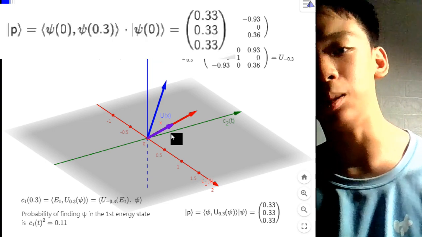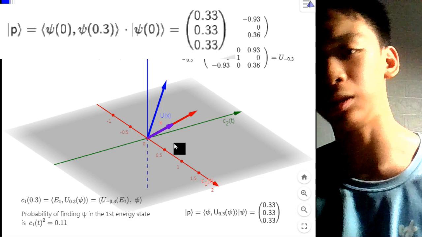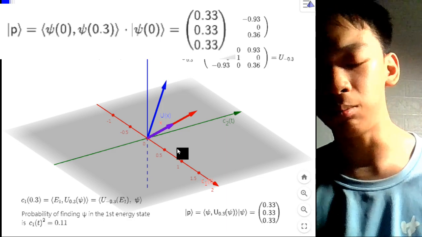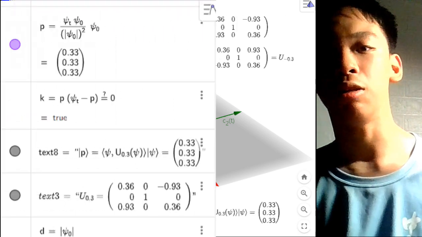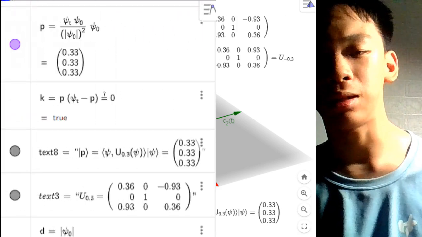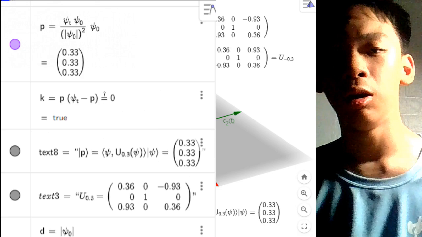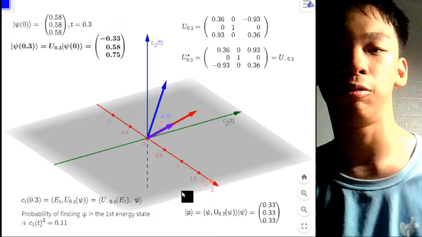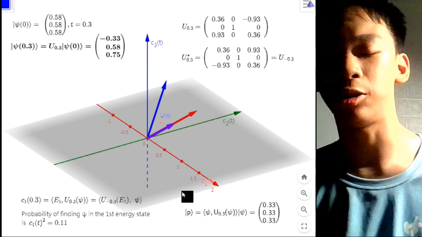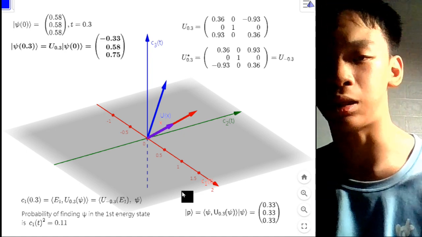So it's going to be the inner product of psi of t with psi of 0 divided by the norm of psi 0 squared times the vector psi 0. The logic variable k shows that the inner product of p with psi of t minus p is 0, they're orthogonal, so we can say that p is the orthogonal projection of psi of t onto psi of 0.